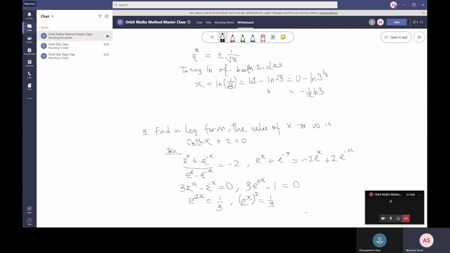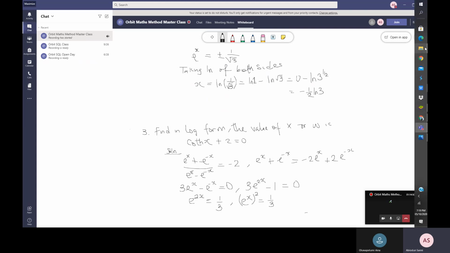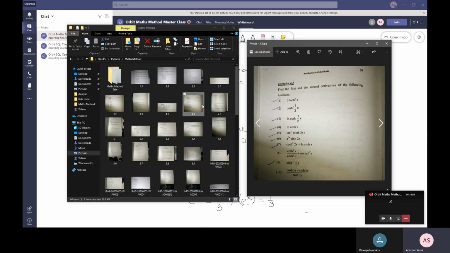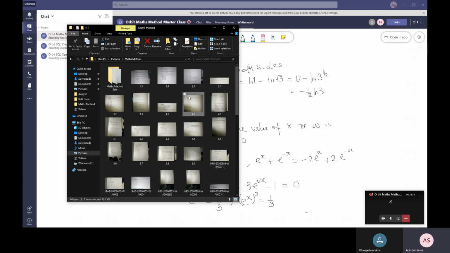So now let's solve one more question. Let me go to this 4.1. First, find the first and second derivatives of the following. I think this is very trivial. Just take ln of both sides. I don't think you should have any issue with this. Or do you have any issue with that?